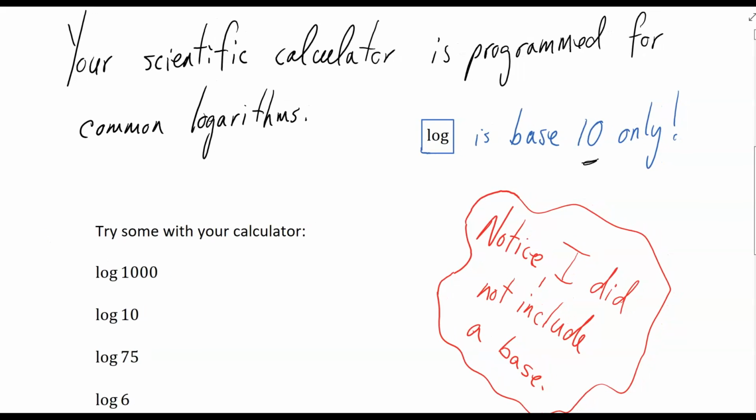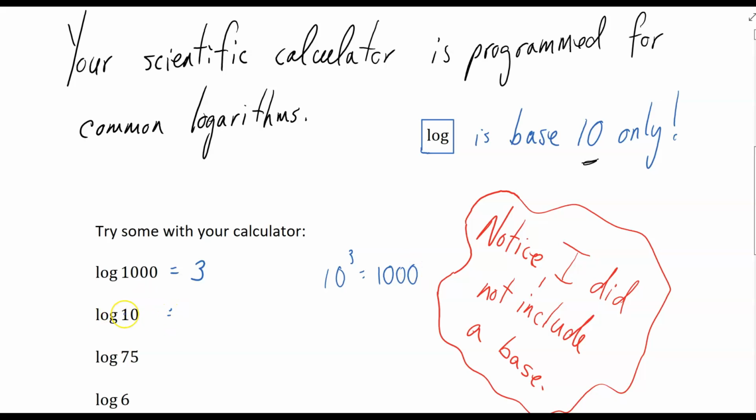So have a look at your calculator now and find the log button. Remember to only use it for base 10 logarithms. And actually, you can go ahead and try some of these on your calculator. I will write in the values as we do them. So with your calculator, find the log of 1,000. And that's a 3. And that's because 10 to the power of 3 equals 1,000.